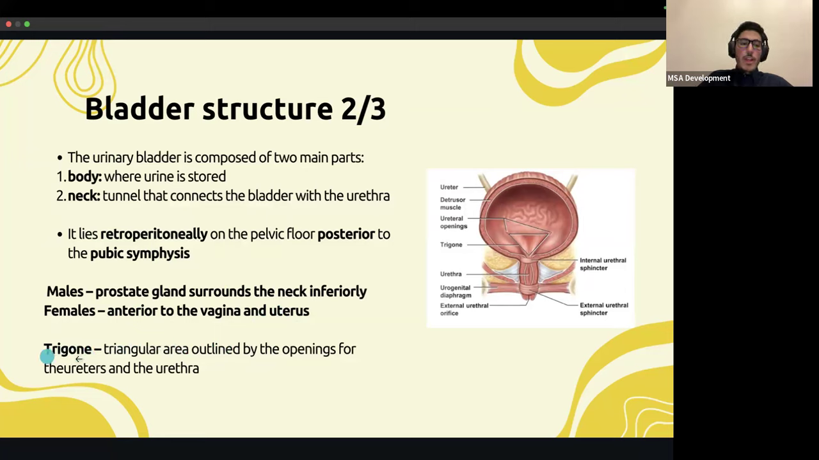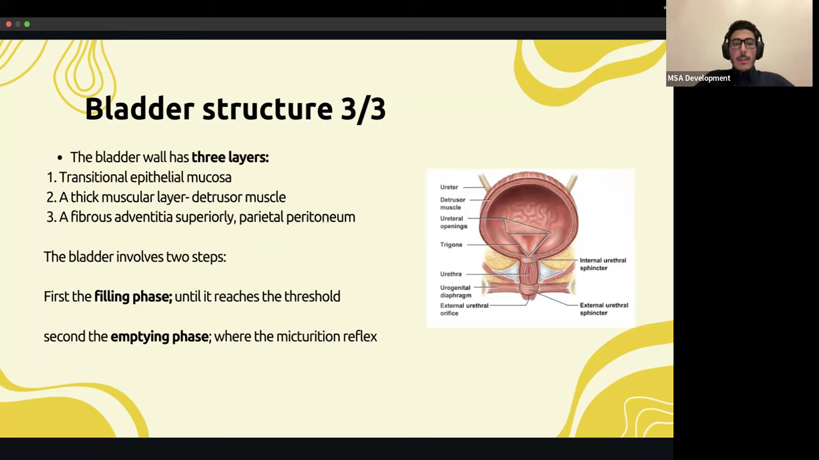Lastly, to discuss in the structure, we have the trigone. From the name, the trigone is an upside-down triangle. It emphasizes three points, three openings in the bladder. The first two openings, the upper ones, left and right, are the openings of the ureters, each one from a kidney, and the bottom edge represents the opening between the bladder body and neck, where the urine is going to be released.